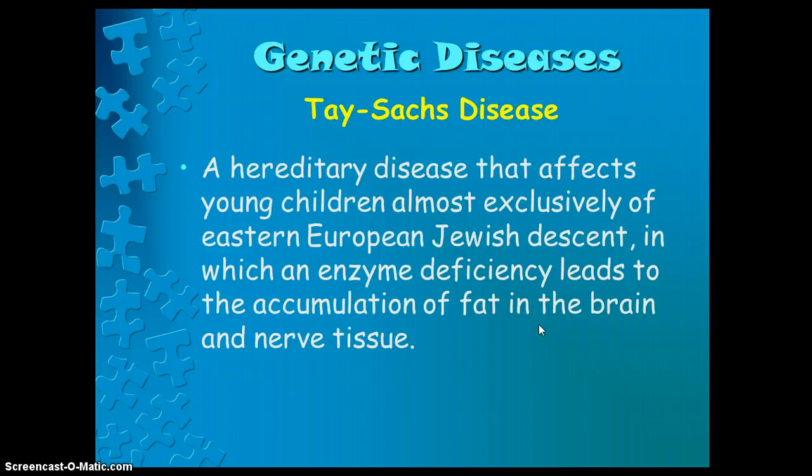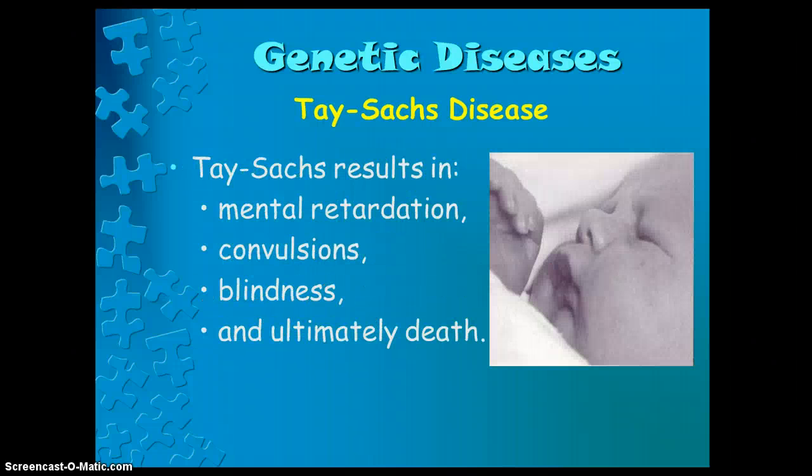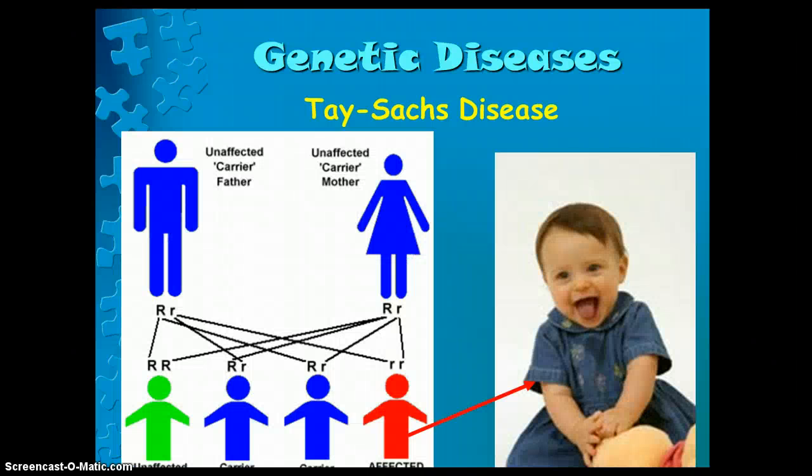is Tay-Sachs disease. It's a hereditary disease that affects young children almost exclusively of Eastern European Jewish descent, in which an enzyme deficiency leads to the accumulation of fat in the brain and nerve tissue. Tay-Sachs results in mental retardation, convulsions, blindness, and ultimately death.